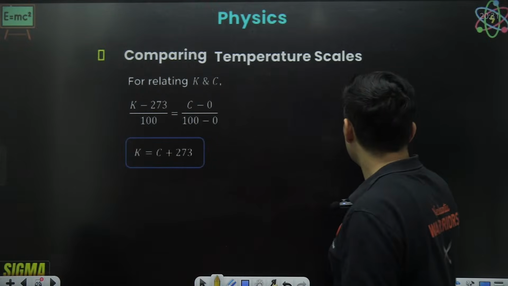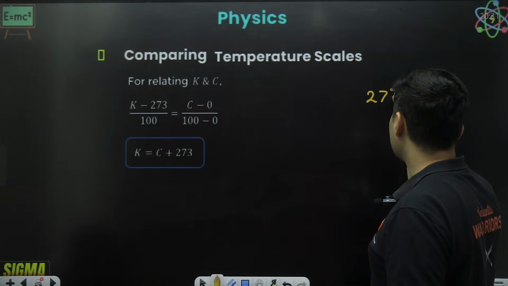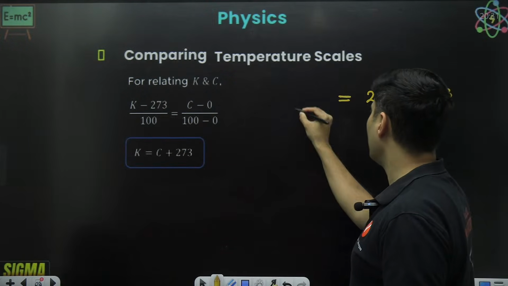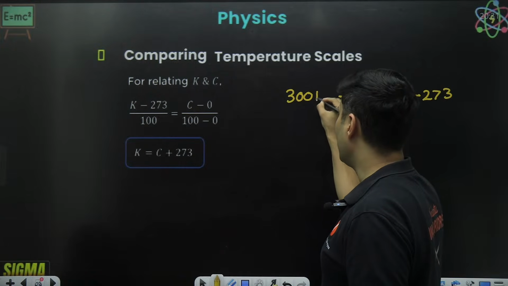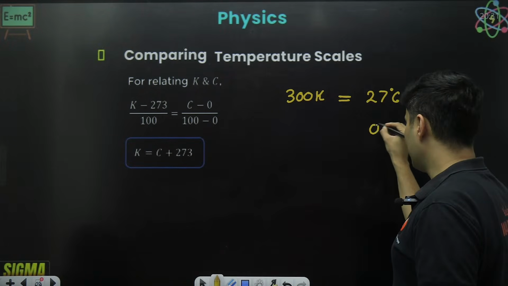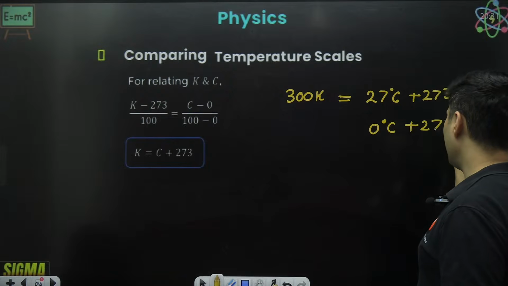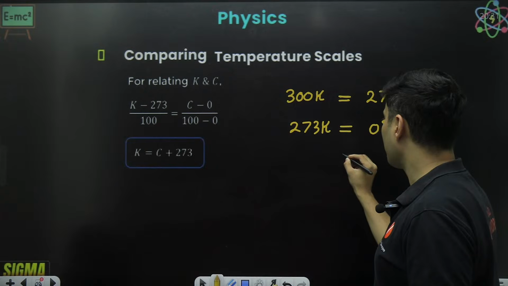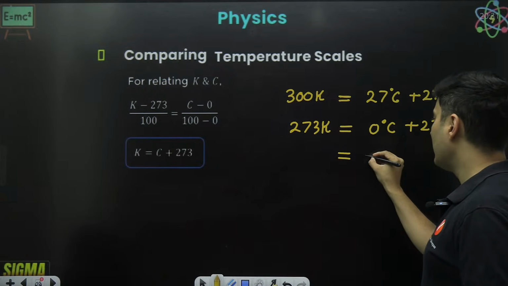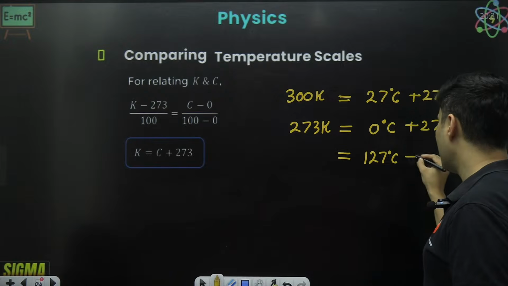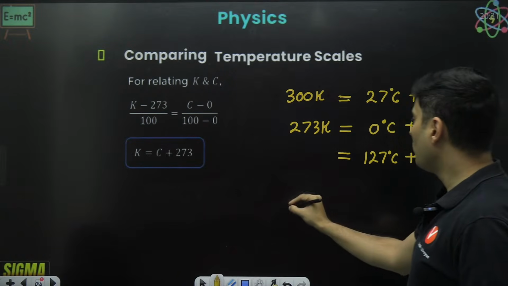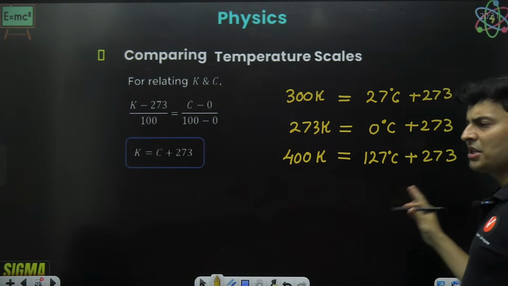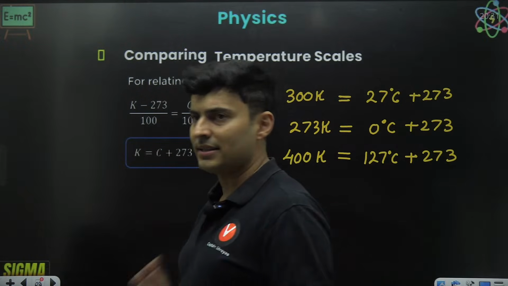For example, you have 27 degrees Celsius, 27 degrees Celsius plus 273. That is going to give me nothing but 300 Kelvin. Simple. Similarly, 0 degrees Celsius plus 273 is going to give me nothing but 273 Kelvin. Similarly, if it is, let's say, 127 degrees Celsius, you add 273 to it. What are you going to get? You are just going to get 400 Kelvin. So, very simple relationship from Celsius to Kelvin or Kelvin to Celsius.